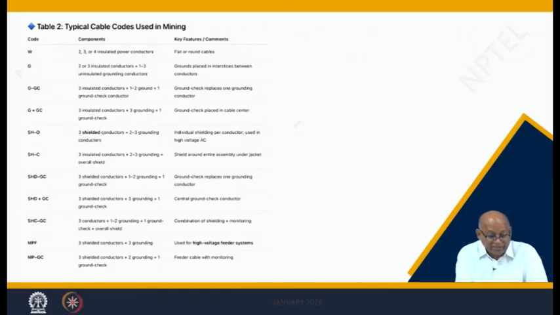Then SHD means 3 shielded conductors, 2, 3 grounding conductors. SHC means 3 insulated conductors and the corresponding utility shielded around the entire assembly. SHD-GC: 3 shielded conductors, 1 to grounding, 1 ground check. C means ground check, same thing. And MPF: 3 shielded conductors, 3 grounding. So, these are some of the things.